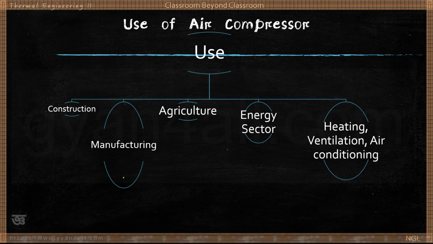Already I have mentioned that an air compressor is used for many different purposes. The use may be in the construction field, the manufacturing field, and industrial applications. It is also used in the agriculture field, in the energy sector, and in some cases in heating, ventilation and air conditioning. These are some areas in which an air compressor is used, the fields of application.